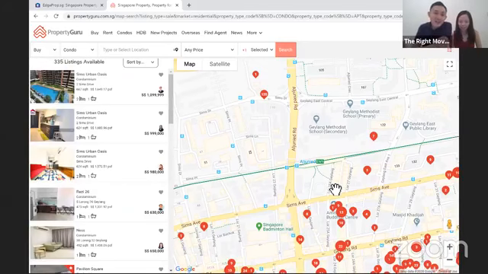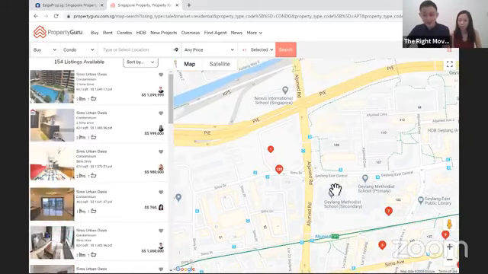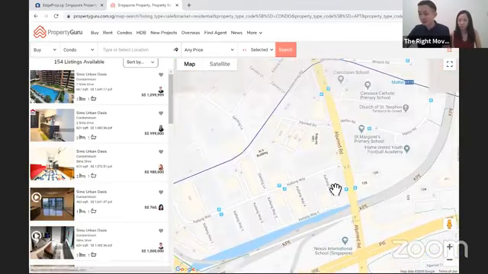So how many units do you see are available, at 1.2 million, for a condominium near the Aljunied MRT? 335 listings. So if you are a seller, you have to compete with these other listings. And if you're a buyer, you get a choice. So what would you choose?